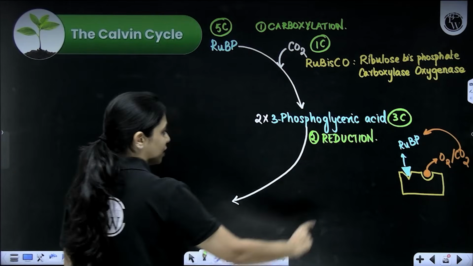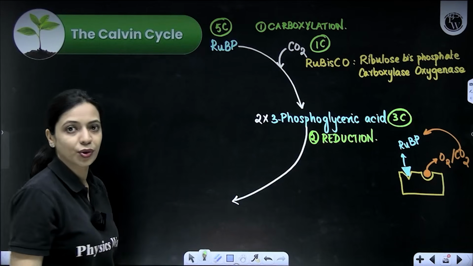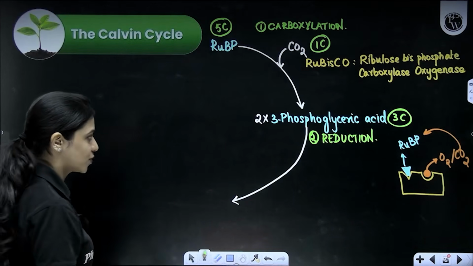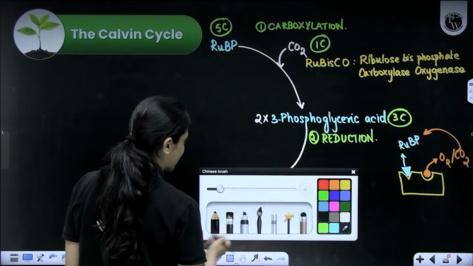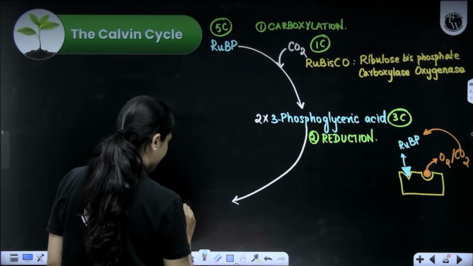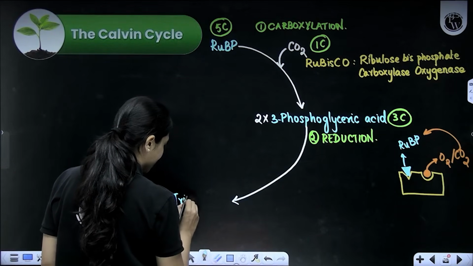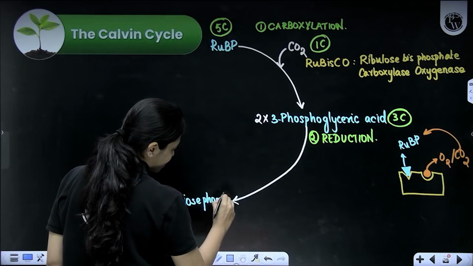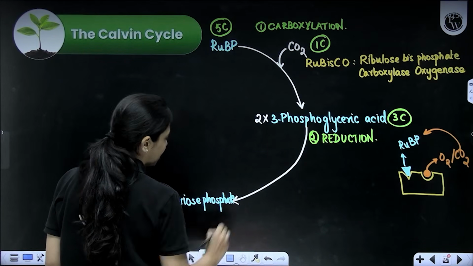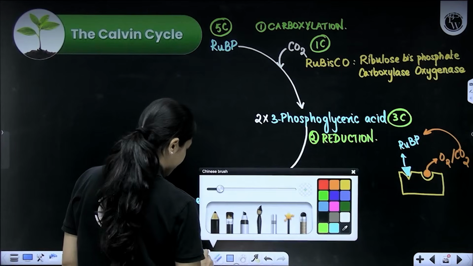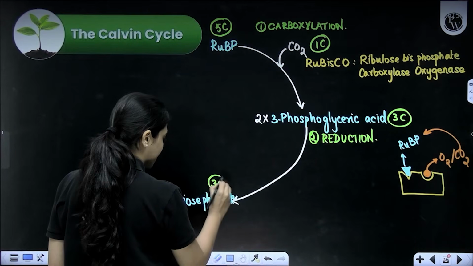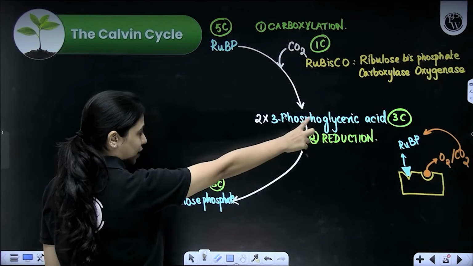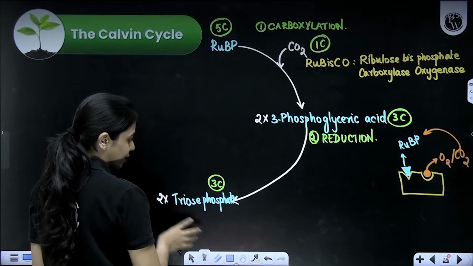During reduction, acid gets reduced to an aldehyde. But in your textbooks, they've not given phosphoglyceraldehyde. They've just mentioned triose phosphate. I will write the same thing here. So you will end up having a triose phosphate after reduction. And this contains 3 carbons. And there are 2 such molecules here. Each molecule gets reduced to 1 triose phosphate.